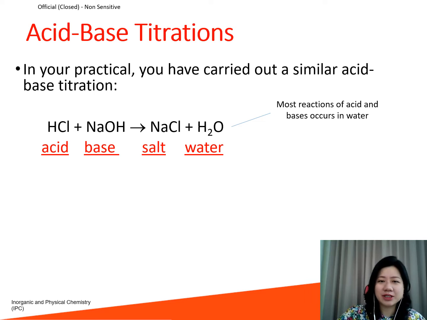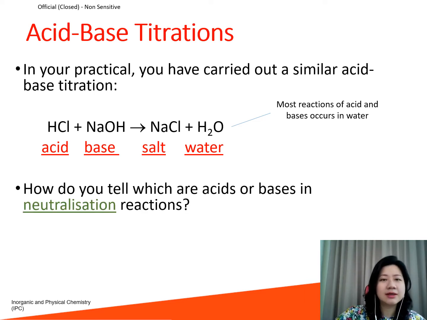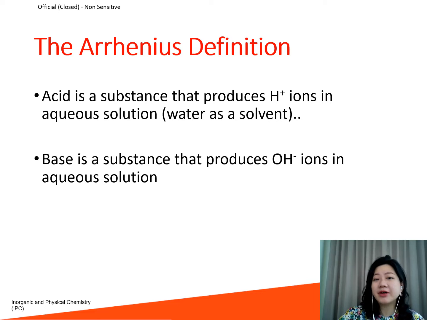Here's a chemical equation of a neutralization reaction between an acid and a base. Looking at the reactants, how do you know which is an acid and which is a base? The Arrhenius theory on acids and bases was introduced in 1887. According to this theory, an acid is a substance that produces H+ ions in aqueous solution, whereas a base is a substance that produces OH- ions in aqueous solutions.